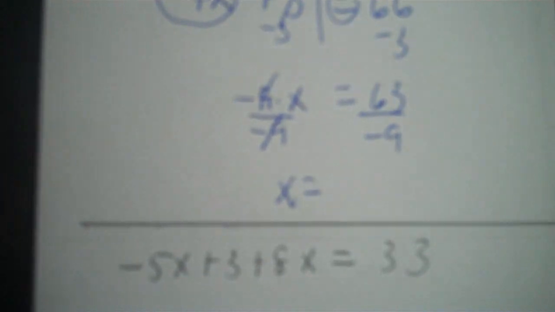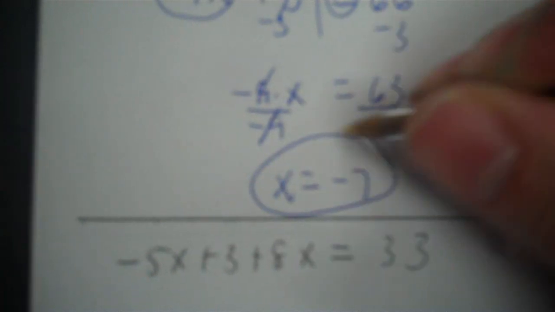So minus 3, so we have negative 9 times x. 66 minus 3 is going to be 63, and then divide each side by negative 9. So 63 divided by negative 9 is negative 7.